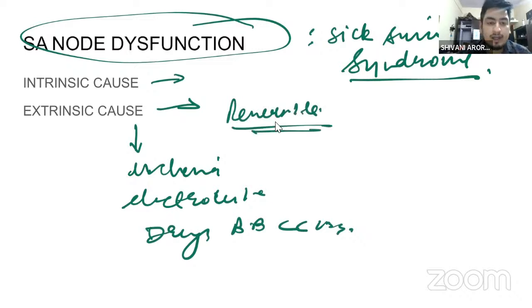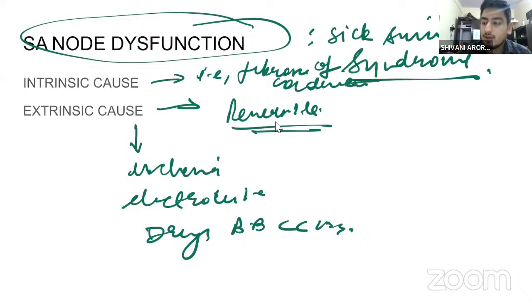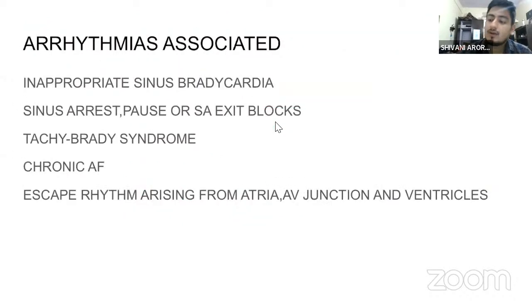But if we don't find any reversible causes, then the cause most likely is intrinsic, that is fibrosis of the conduction pathway. Clear? Now, how to diagnose sick sinus syndrome, or what are the changes in ECG in a patient of sick sinus syndrome, or you can say what are the arrhythmias that are associated with sick sinus syndrome.